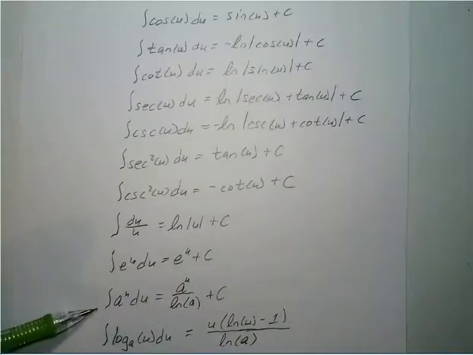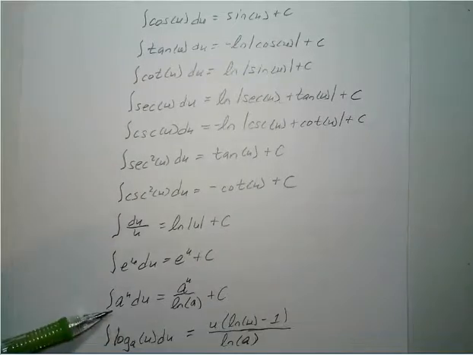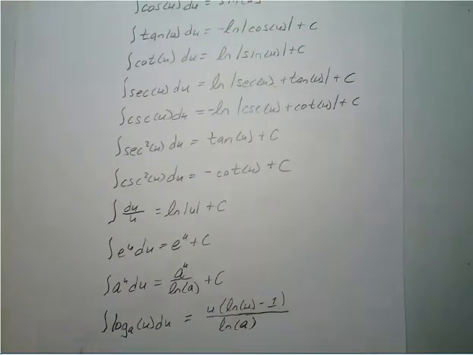The integral of a to the power of u du, so if you had something like 2 to the power of 7x, will be a to the u divided by natural log of whatever your a value is, plus c. And if you have the integral of log base a of u du, then that will be u natural log of u minus 1 divided by natural log of a.